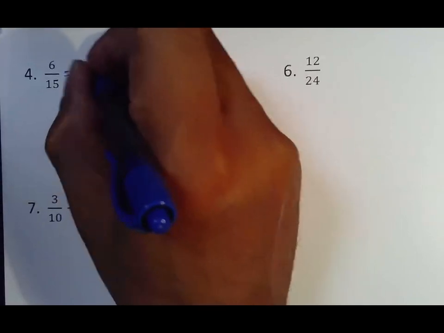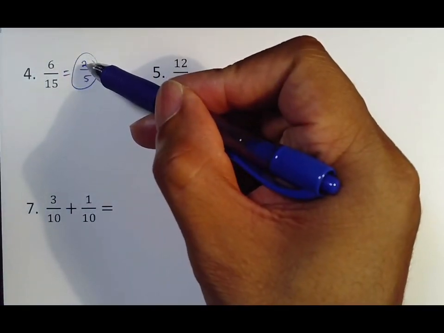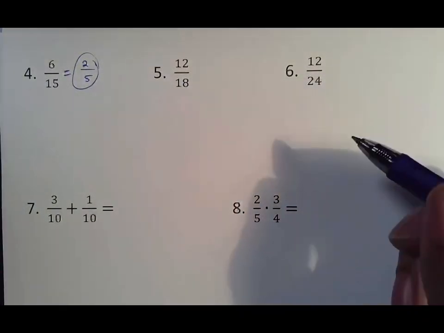Again, 2 and 5 have nothing in common, as we say, they are both prime, because remember, you can't divide 2 by anything but 1 and 2, and you can't divide 5 by anything but 1 and 5. So that's as far as it can go.